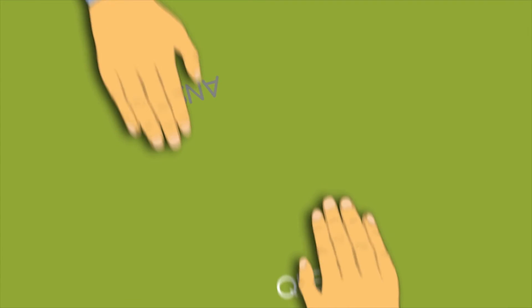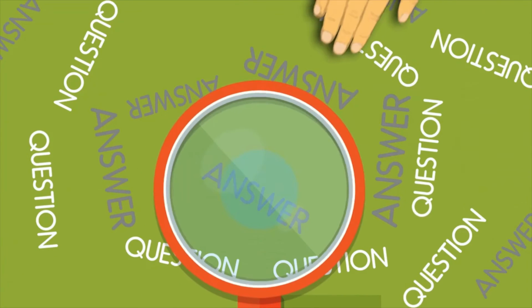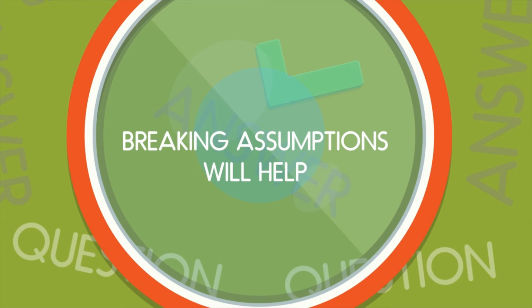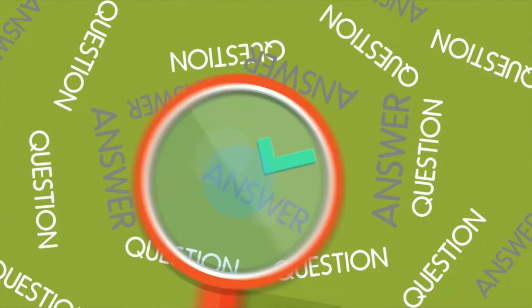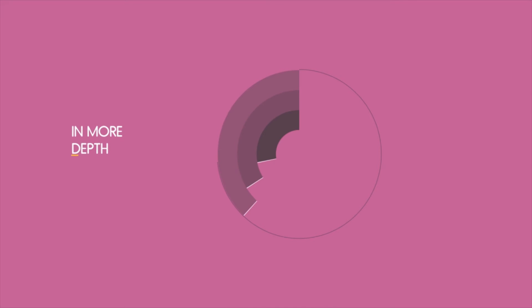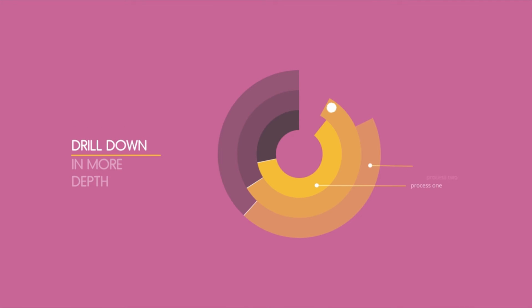Consider as many questions and answers as you can, and then look at those answers and work out which might be viable. Our Breaking Assumptions module can help you in doing this. Could any of them work to create a new process or improve an existing one? If viable, you can start to drill down to explore that process in more depth.